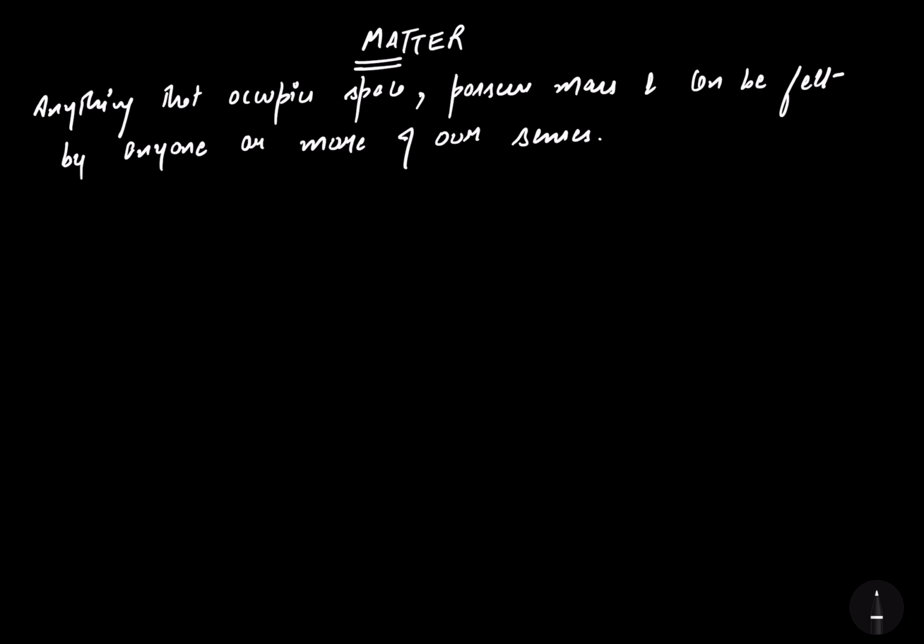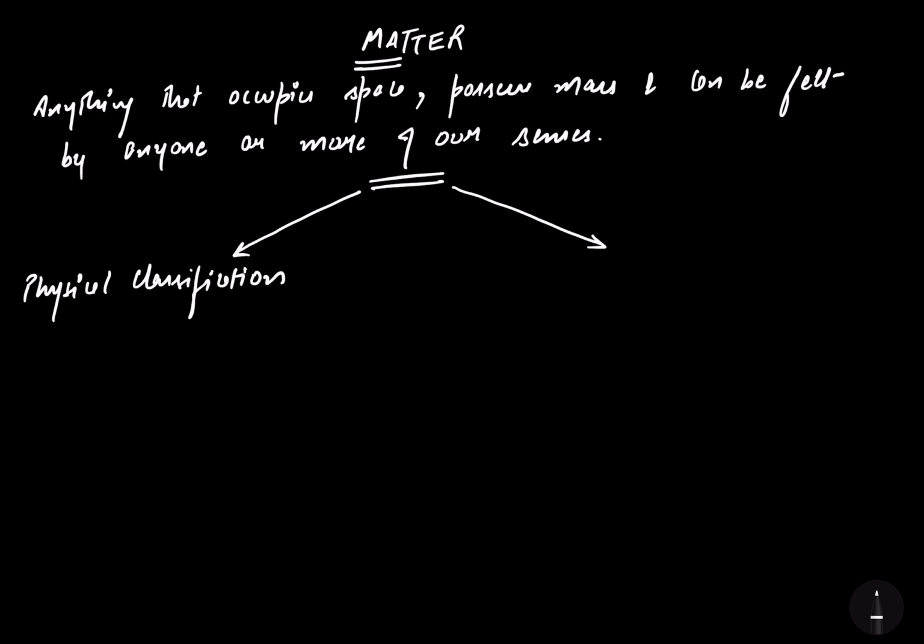So we have to further classify matter. Matter can be classified on the basis of its physical appearance, called the physical classification, or its chemical composition, called the chemical classification.